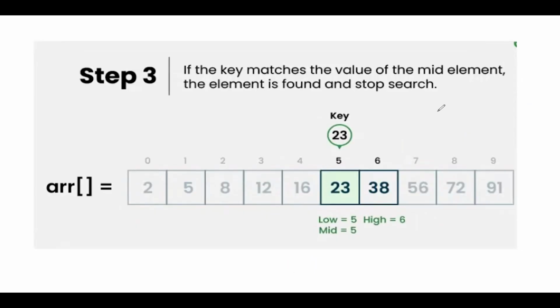Once again, calculate mid. (5 plus 6) divided by 2 is 11 by 2, which is 5.5. Of course, we are going to consider 5 as the mid. So now the low as well as the mid value is the same.